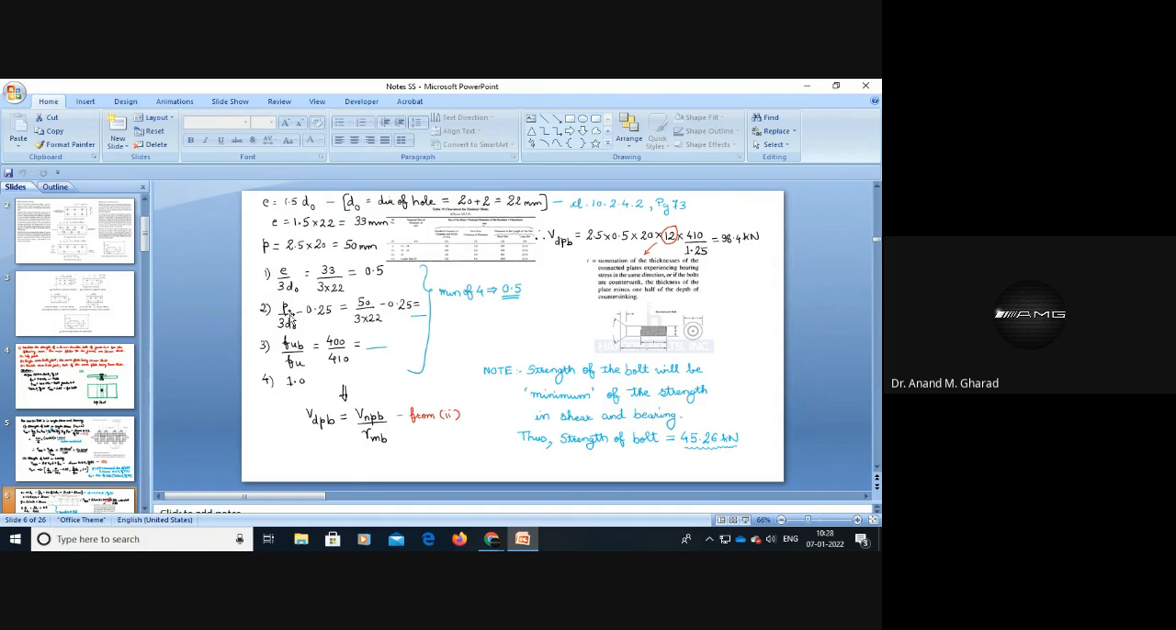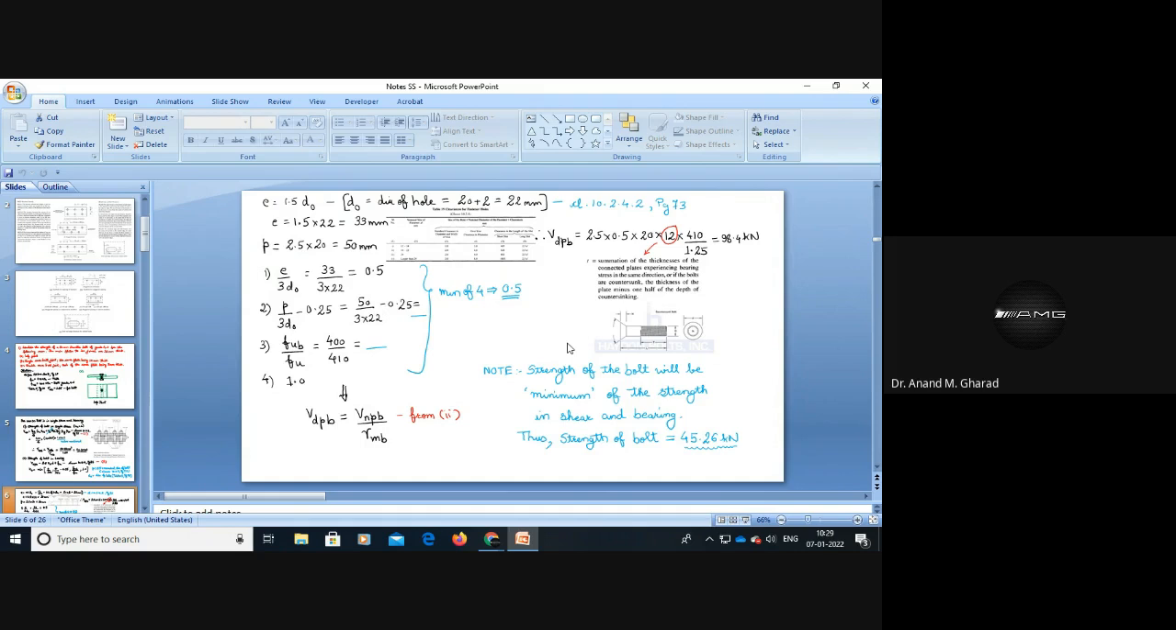How much does this second point come out to be? 50 divided by 3 into 22 minus 0.25. How much? 0.5. Okay, it also comes out to be 0.5. Okay, and this is more than 0.5. This is 0.9 something, isn't it? And this is 1. So the minimum is 0.5. So we have evaluated the value of kb to be 0.5.